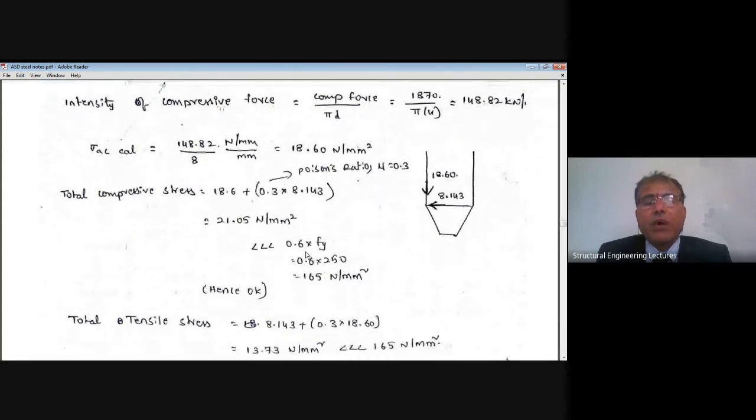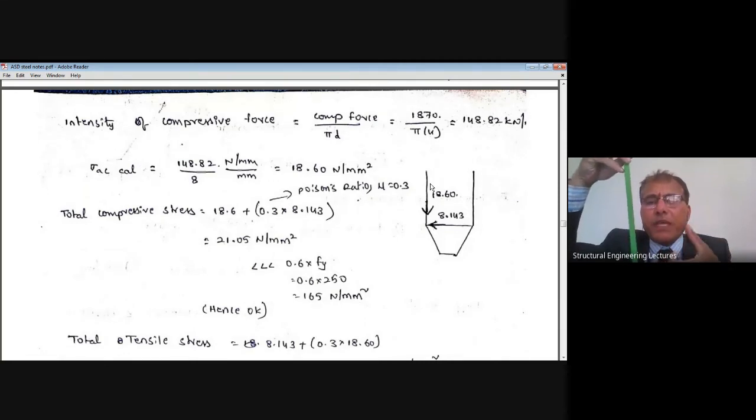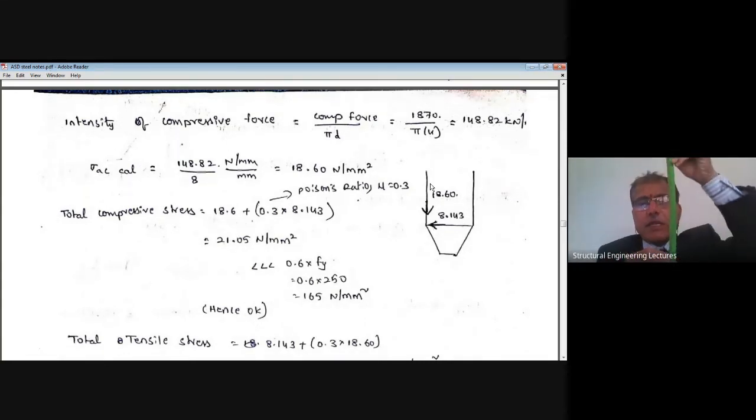Otherwise, the basic value, assuming slenderness ratio lambda is equal to 0, is 0.6 fy, 165. Therefore, okay. Right, now this is an individual check, it is okay. But in addition to this axial compressive stress of 18.6, which is acting in the vertical direction, also at the bottom there is a hoop tension or bursting force like this, right? Which is at 90 degrees, acting orthogonal to this.